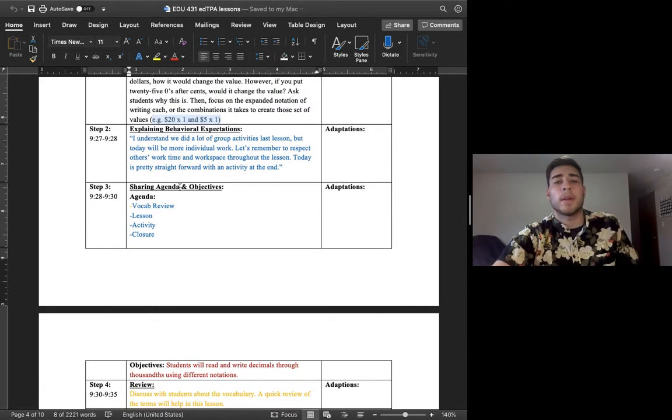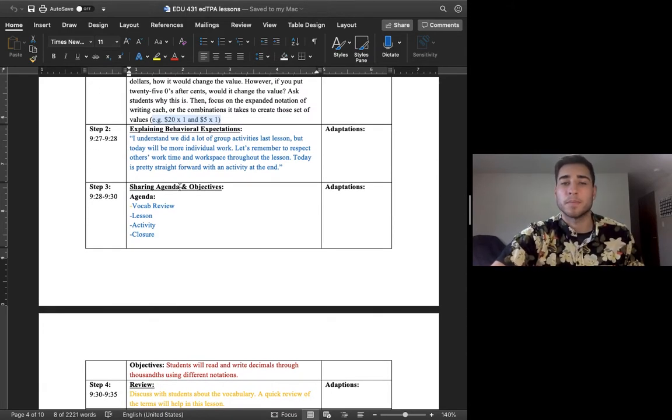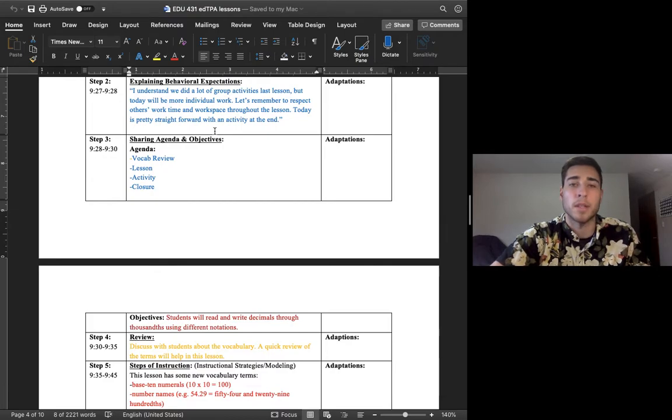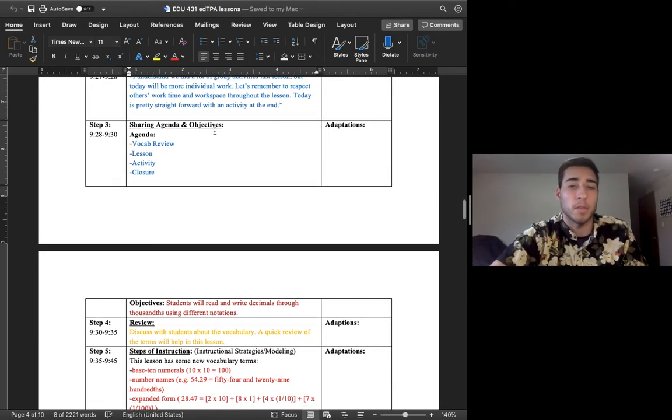So the behavioral expectations, again, just talking about how today is going to be a little bit more personal, more individual, but to remember to respect others' work time and their ability to work and not to distract them. Continue to praise them for the things that they are doing well and to maybe give them different options to do when they're not doing so well.